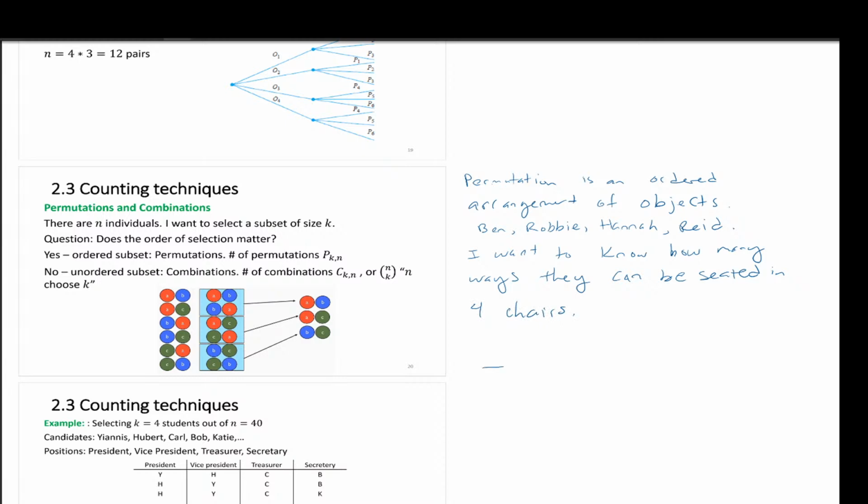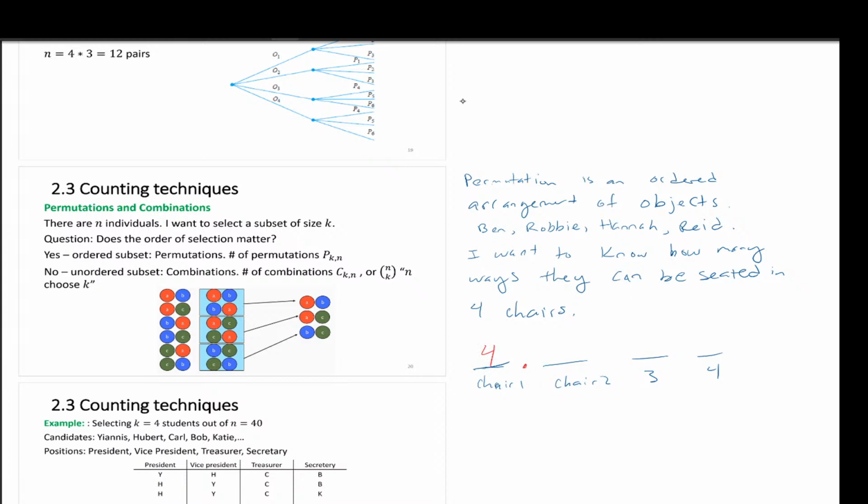So we'll say chair 1, chair 2, 3, and 4. Okay, so how many ways can I seat the 4 people, Ben, Robbie, Hannah, and Reed, in the 4 chairs, chair 1, chair 2, chair 3, chair 4? So I look at the first chair and I say, okay, how many people can I stick in the first chair? Well, then I've got 4 options for that first chair.